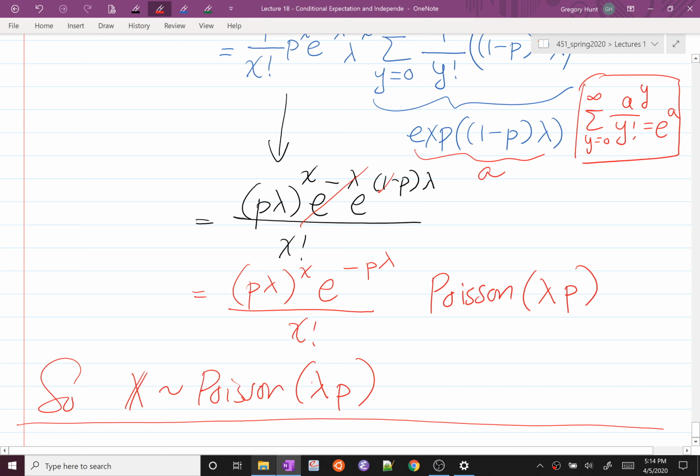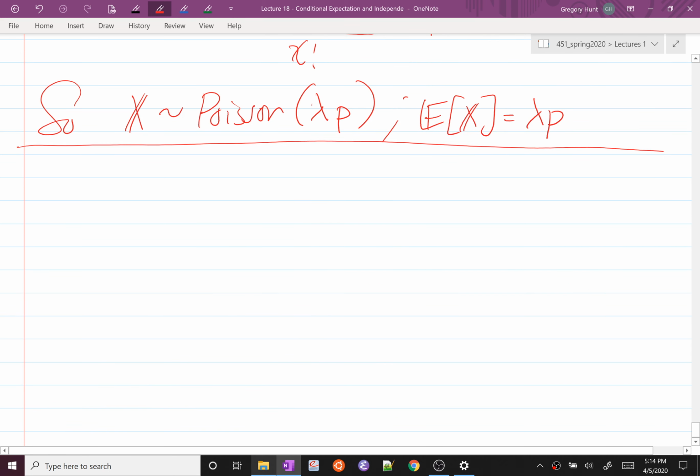You can calculate, for example, that the expected value of X is just lambda p. So if we draw from a Poisson, get some number Y, and then we do a binomial experiment with that many draws, we will get another Poisson, and we're going to expect to have lambda times the percentage of the draws in that binomial as our parameter there.